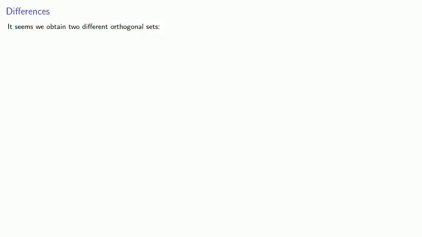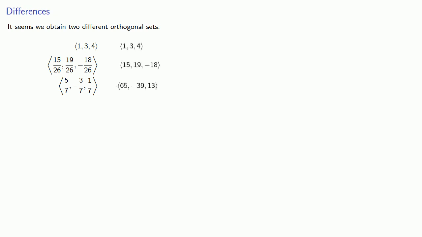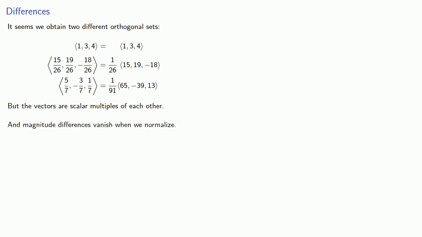Now, it might seem that we obtained two different orthogonal sets. These vectors, which we obtained using Gram-Schmidt in its classical form, and these vectors, which we obtained by using the concept that we want our vectors to be orthogonal, as well as the idea that every problem in linear algebra begins with a system of linear equations. So which set is correct? Well, it turns out the vectors are scalar multiples of each other. And if our next step is to normalize these vectors, these magnitude differences vanish when we normalize. So while there may be a difference between the vectors, this difference makes no difference.